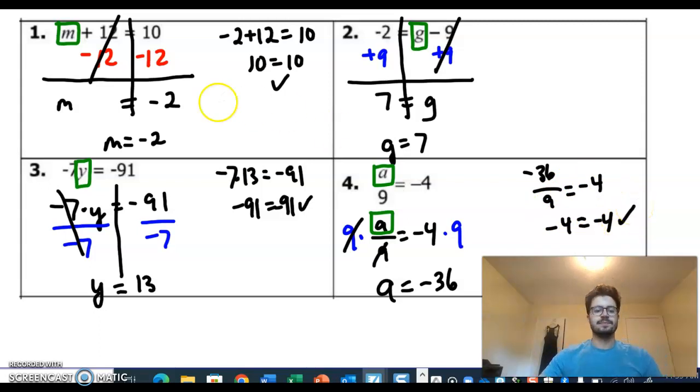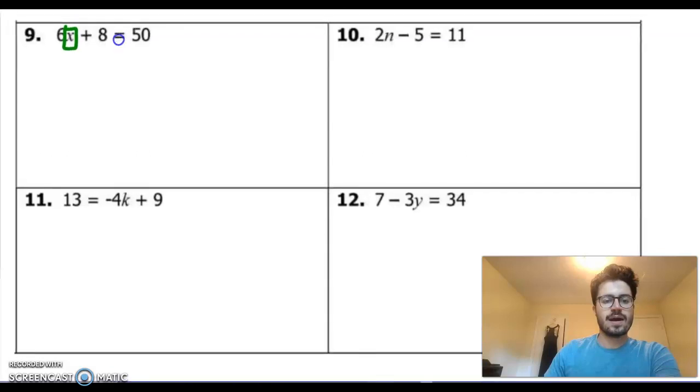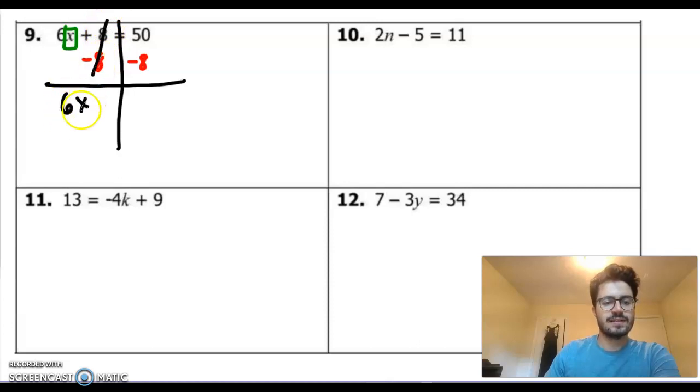It worked. Okay, let's look at some two-step equations here. Okay, my goal, I want to get the variable by itself. What do I have to do first? I have to get rid of this plus 8 to start. So I'm going to subtract 8. That's going to go away. I have 6x equals 42. And now I have 6 times x. I have to divide to get rid of the 6. So I get x is equal to 7.